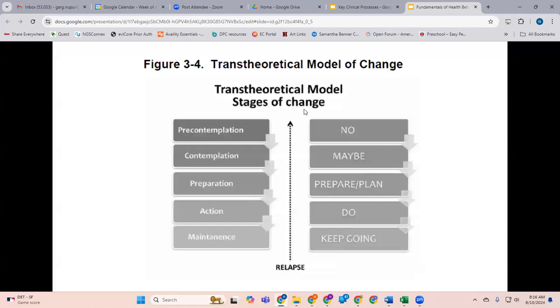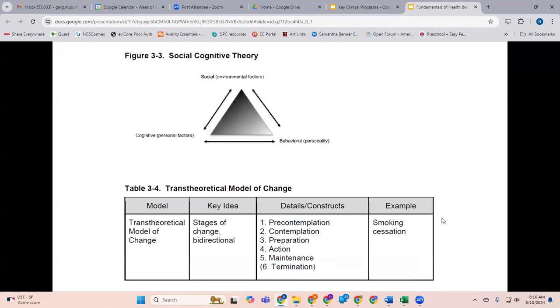You can relapse to any one of these phases. It doesn't necessarily just go back to the one before. And anything else? Yeah, smoking cessation is a big one for this one.